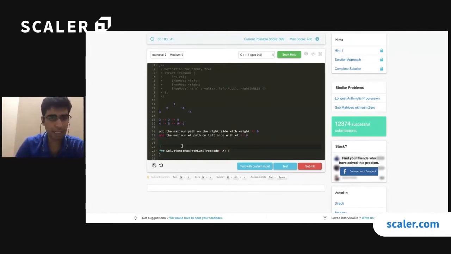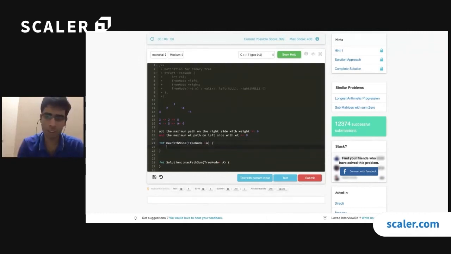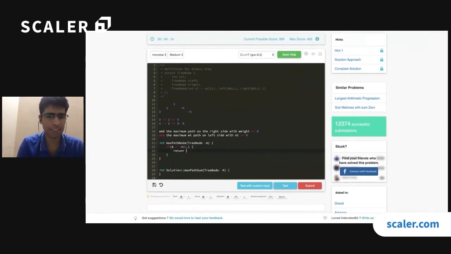So let me say that I can make a recursive function that will return me the maximum weight of the path from the left side node and the maximum weight of the path from the right side node. So I make a max path node function, which is passed a tree node. I always try to write the code along with the solution because that makes more sense. I will say the base case is that if a is null, in that case I can just return 0 because there is nothing.